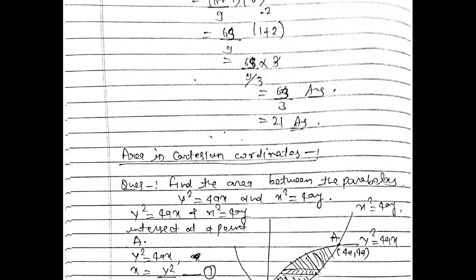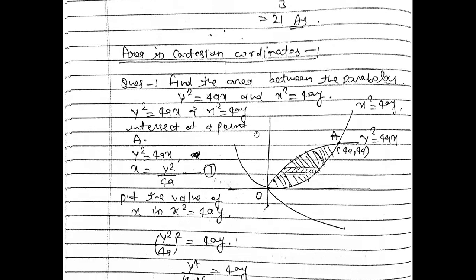Now, our next topic is area in Cartesian coordinates. So to find the area, just draw your figure, find the limits and write the formula. Find the area between the parabola y square is equal to 4ax and x square is equal to 4ay. That means limits are not given here. So first you have to find your limits, right? These both are parabolas, but one parabola is parallel to the x-axis and one is parallel to the y-axis.